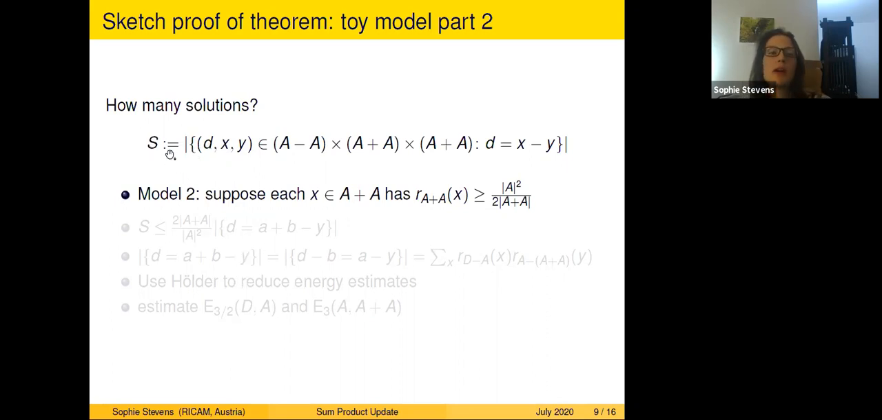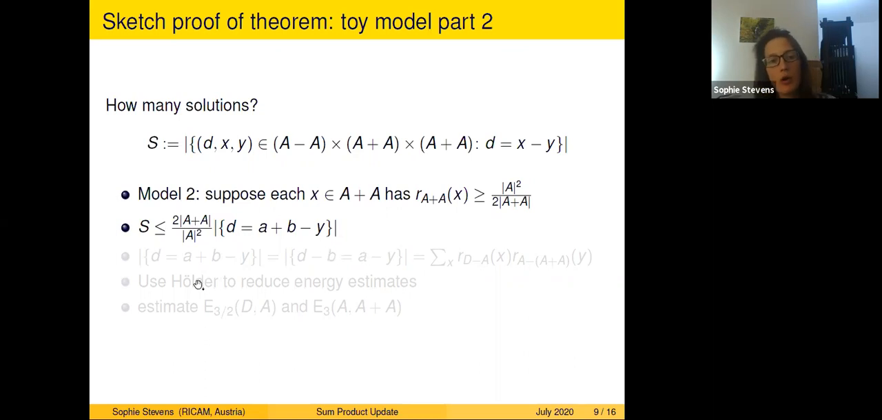Okay, so this means that when I'm counting the number of solutions to S, I can play the same game as I did earlier. I've got D equals X minus Y. I know that X looks like an element A plus B at least this many times. So let me do that and then compensate by dividing by this number. All right, which gives us again something that we understand plus a slightly more complicated expression.